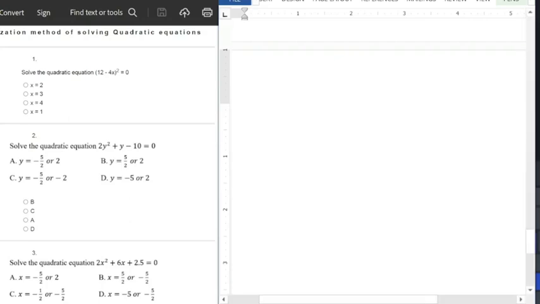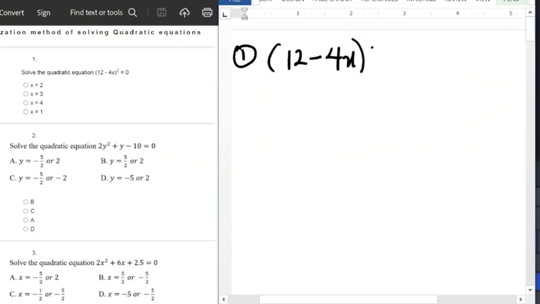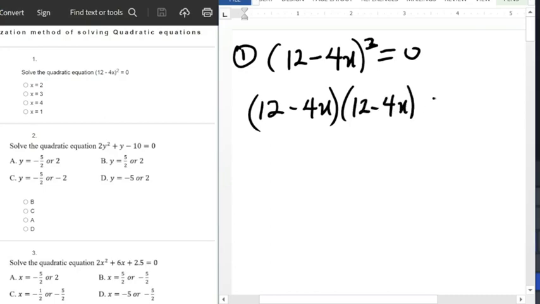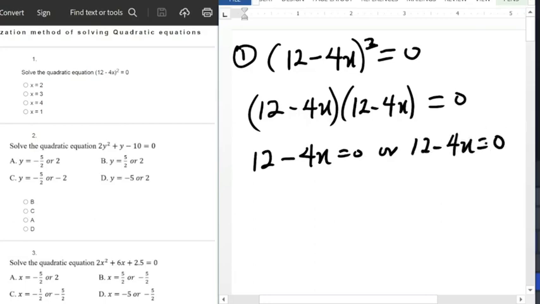The first question asks us to solve the quadratic equation (12 minus 4x) all raised to the power of 2 equals 0. What this implies is that 12 minus 4x is multiplying itself, that is, 12 minus 4x times 12 minus 4x equals 0. So in this case, that means 12 minus 4x equals 0, or 12 minus 4x equals 0. Am I with you?